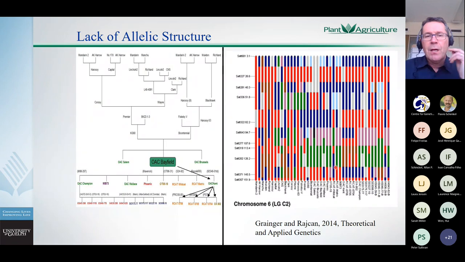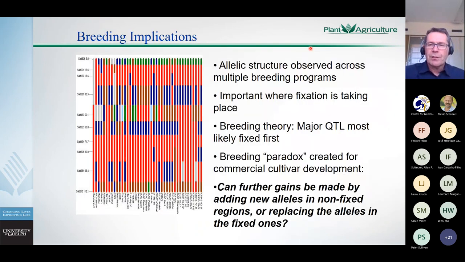On the other end of the spectrum is chromosome 6, which shows no allelic structure. So for that chromosome, for whatever reason, there was nothing that was extremely unique about OEC Bayfield that would lead to a selection signature or selecting specific regions of the chromosome at the expense of others. This chromosome is more diverse for its allelic structure throughout its length. So the allelic structure was observed across multiple breeding programs.